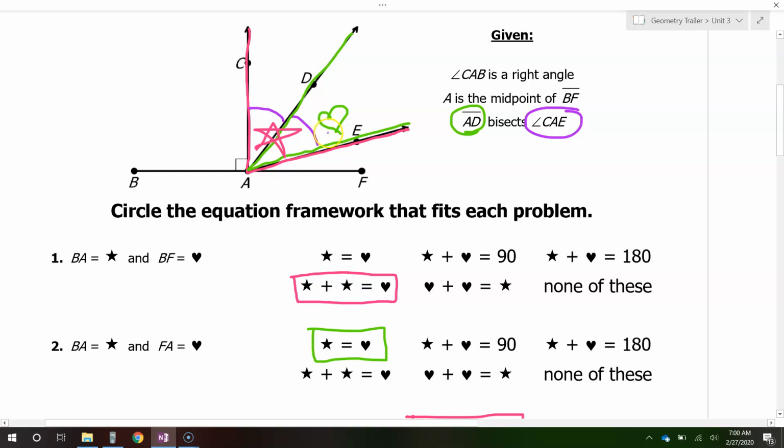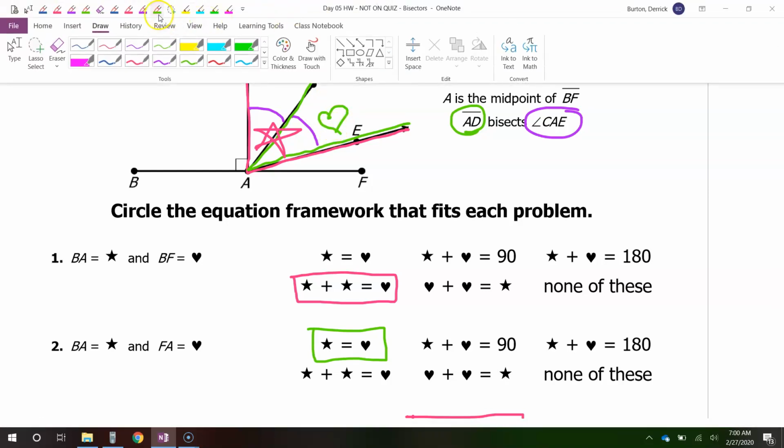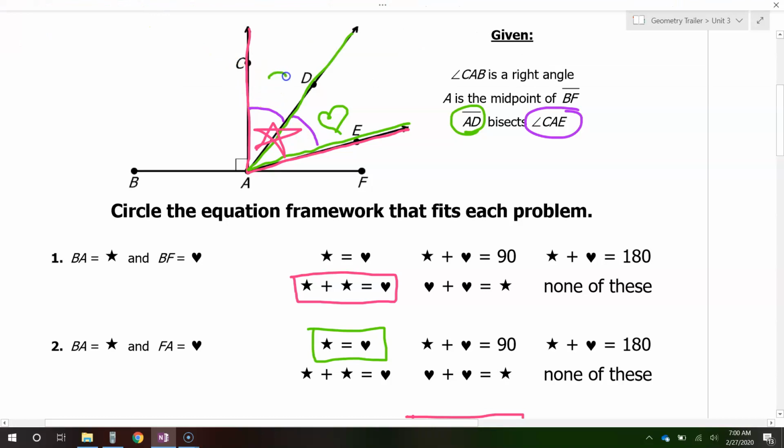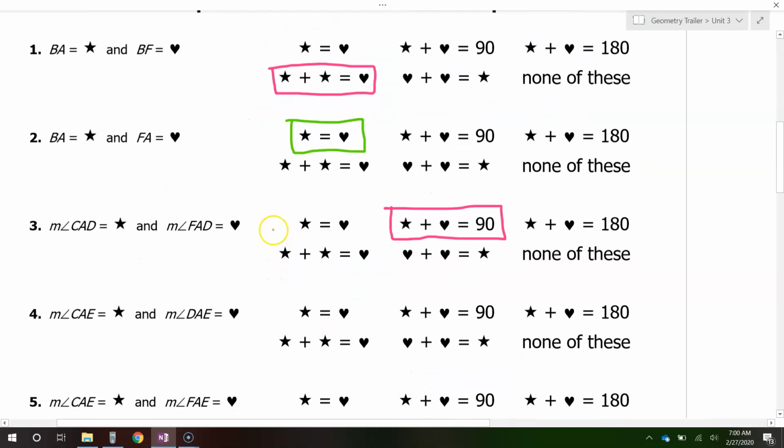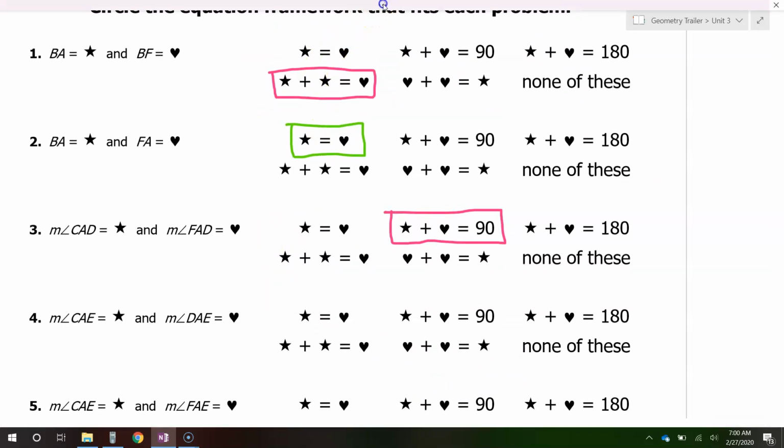So that means these two sides are going to be equal to each other. Since these two angles are equal, we have the heart over here on the right-hand side. We could put a heart over here on the left-hand side too. Because of the bisector, this should be right in the middle, heart on either side. The star is the whole angle. So heart plus heart is going to equal the star. Okay, so for number 4, we see heart plus heart equals star.